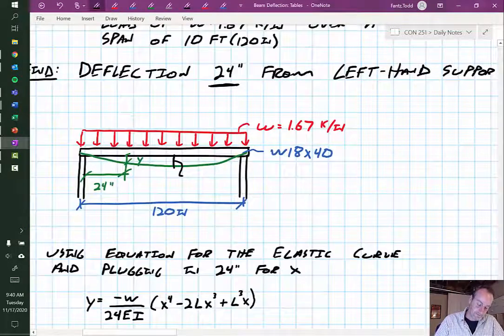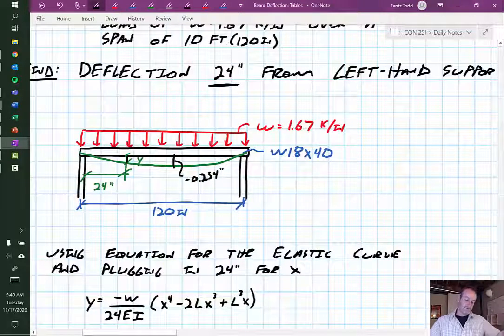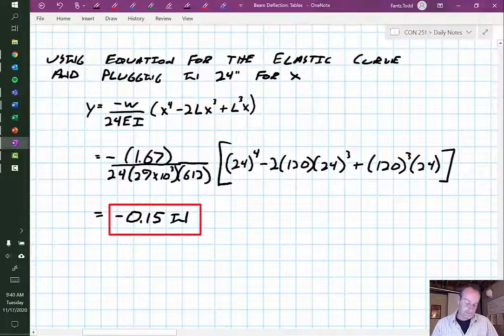0.254 minus 0.254 inches. So, of course, you'd expect it to be less because I'm closer to the end, and it is indeed less at 0.15 inches.